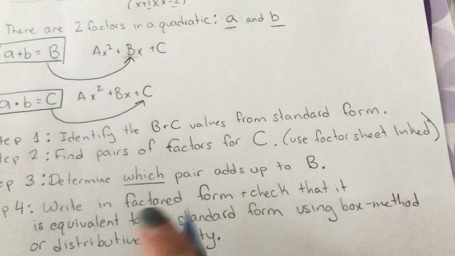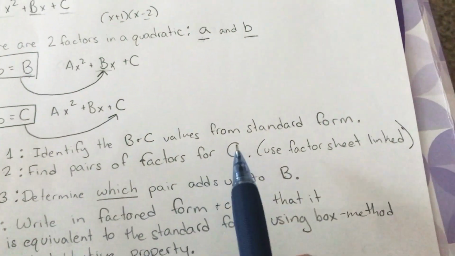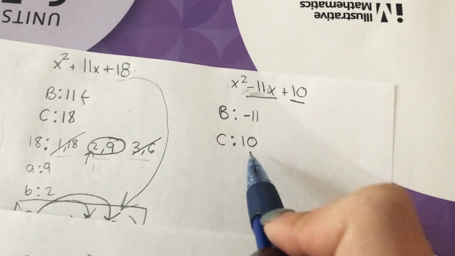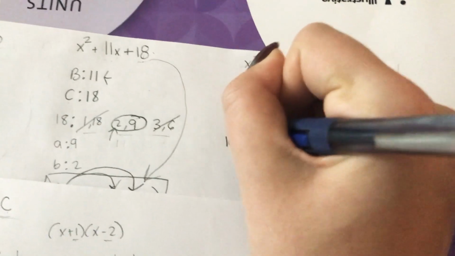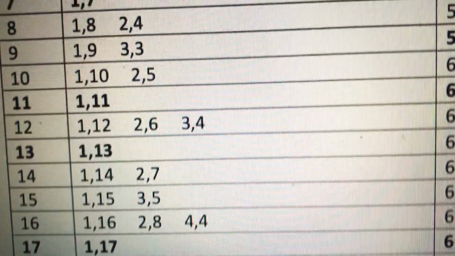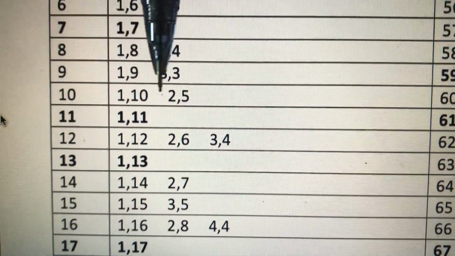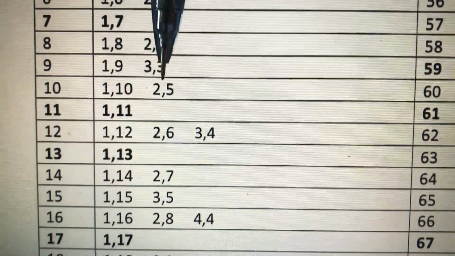So I'm done with step 1. Now, step 2, find the pairs of factors for c. Use the factor sheet linked. So again, I'm going to pull up my factor sheet and list all the pairs of factors for 10. The number 10 here has 2 pairs of factors, 1 and 10 and 2 and 5.